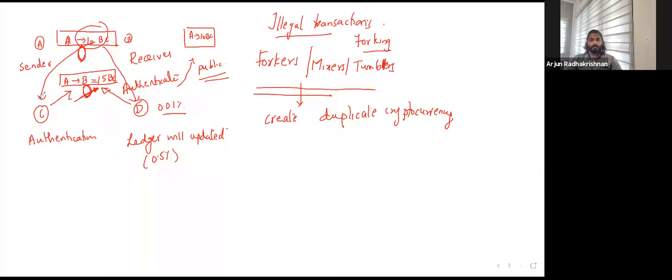Creating duplicate cryptocurrency is called forking. And duplicate cryptocurrency is created by forkers, mixers or tumblers.